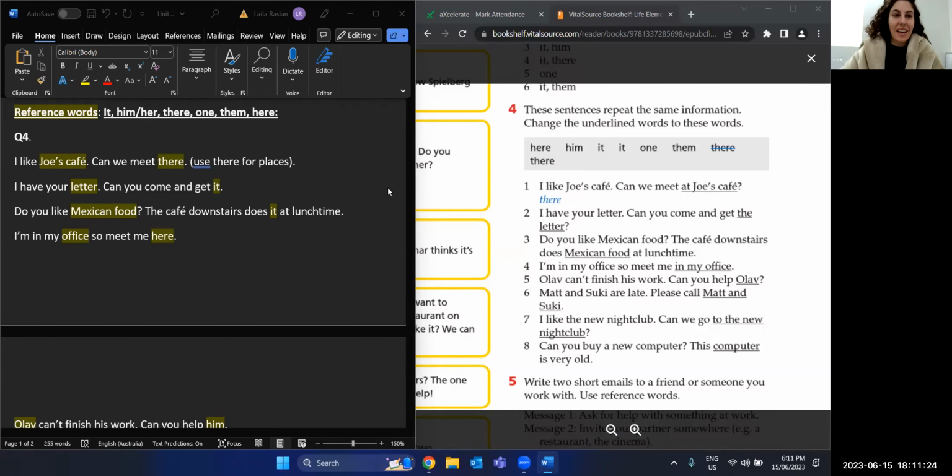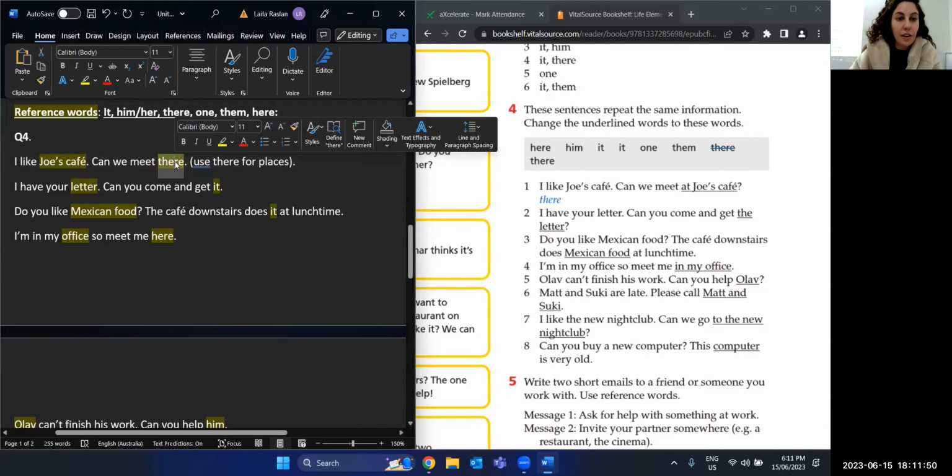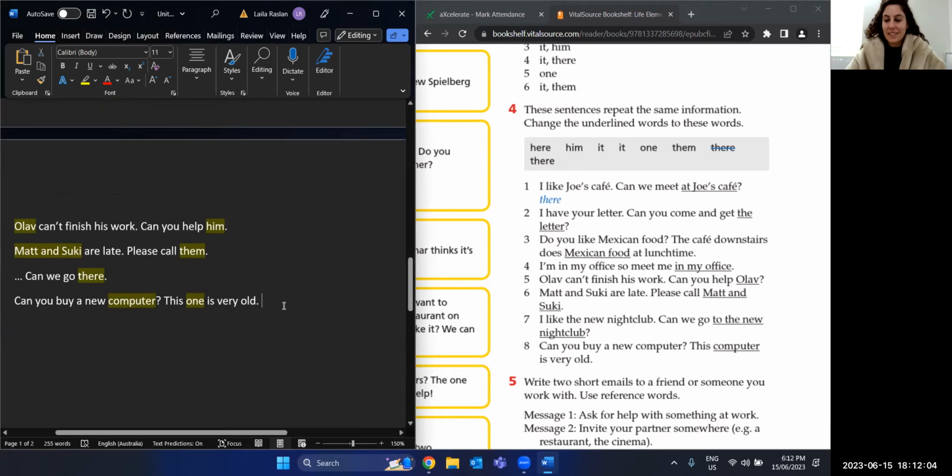Okay, so let's look at some examples. These are called reference words. It, him, her, their, one, them, here. Very different to the subject. I, you, he, she, it, we, they. These are not subjects. These are reference words because reference, we refer back. So you remember how they're used in the second sentence? To refer, to go back to something that was said before. That's what it means. Reference means to go back to something before. So reference words. Okay, Roxana, let's start with your sentence.